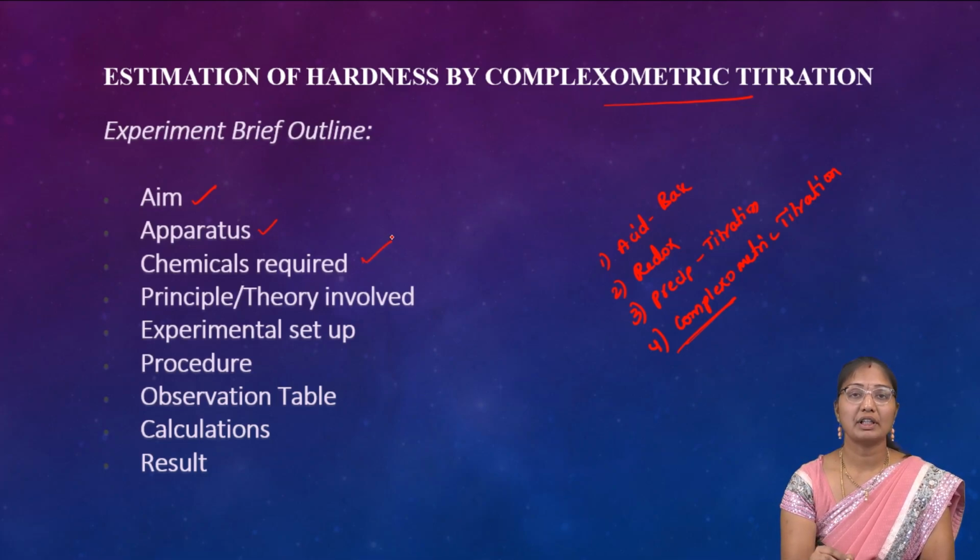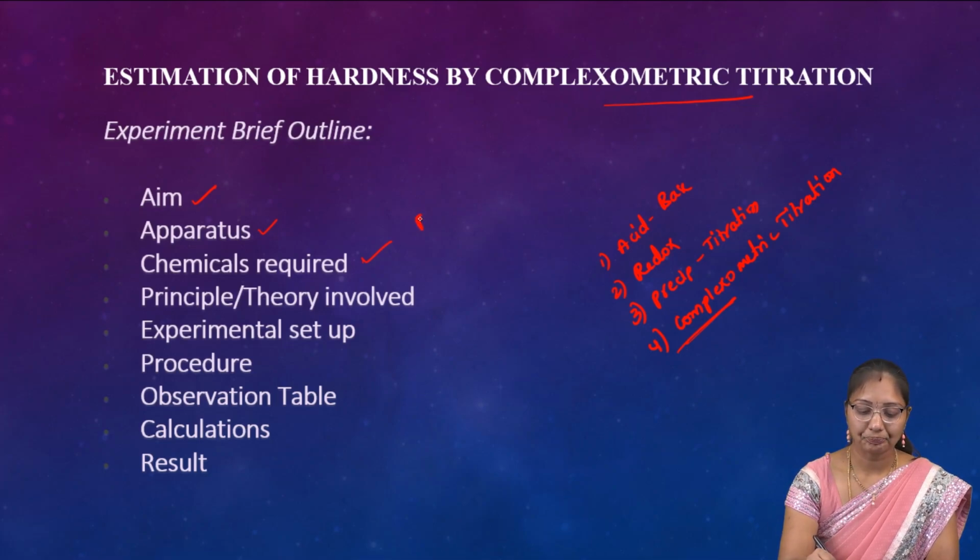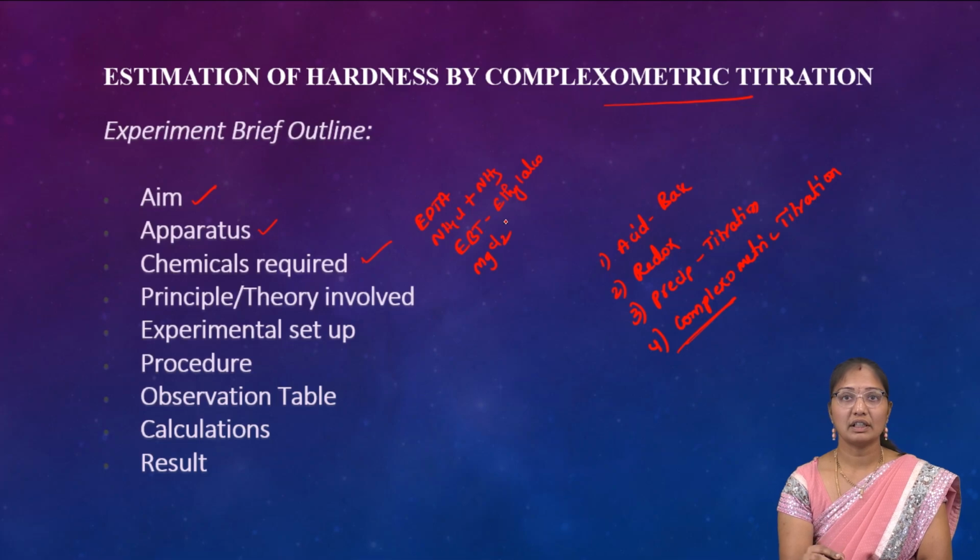The chemicals required here are EDTA salt for complexometric titration, followed by ammonium chloride plus ammonia buffer plus EBT indicator. For preparation of EBT indicator, we need ethyl alcohol also, and then magnesium chloride. So these are the chemicals involved in this reaction.